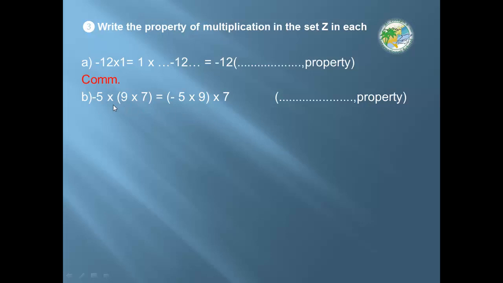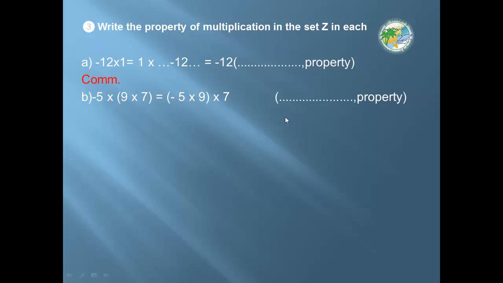So each number stands for the same place, so there is no change to the places of the numbers. But we can write a bracket between two numbers, which are 9 times 7, and here between negative 5 and 9.